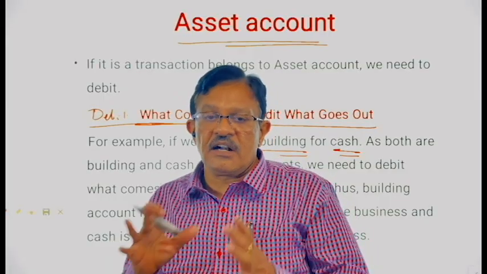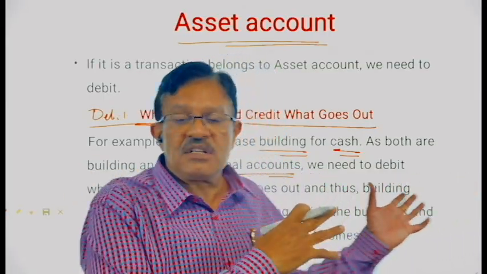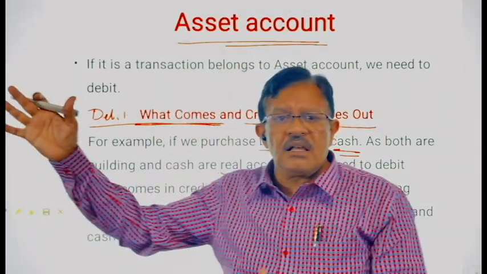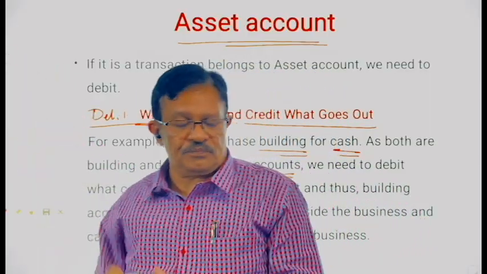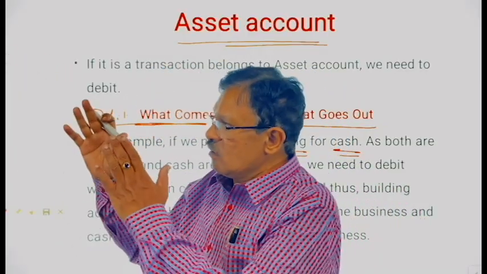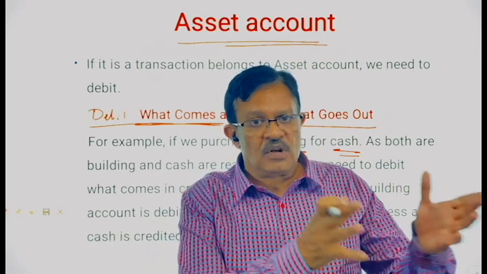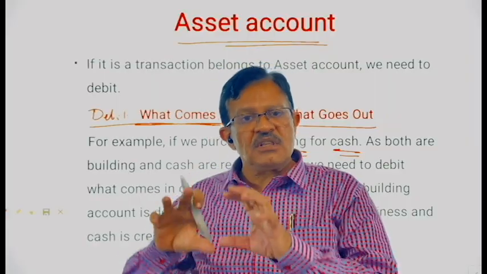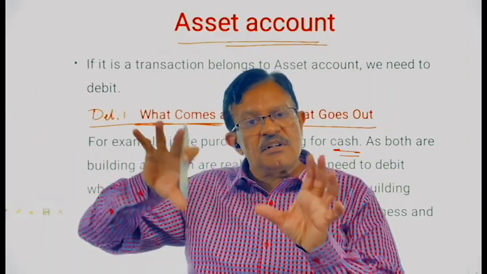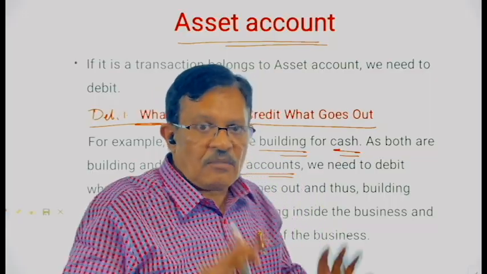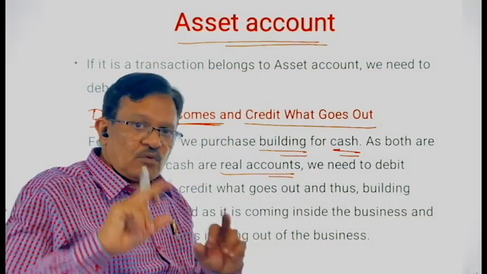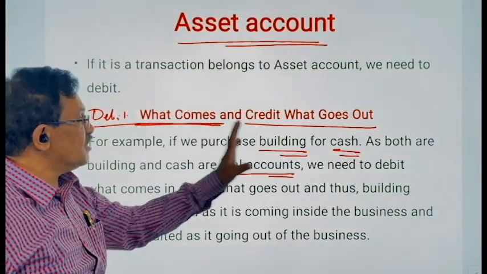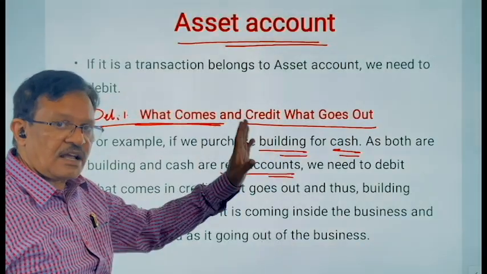Not that every time both are asset accounts, as in this cash transaction. Supposing that I sell a certain asset to Shah, one part of the transaction belongs to an asset, another part belongs to a personal account. So depending upon the account, we are going to debit or credit the account. I am not interested in confusing it; we'll look at that later. First, let us understand the transactions related to an asset account or a real account.